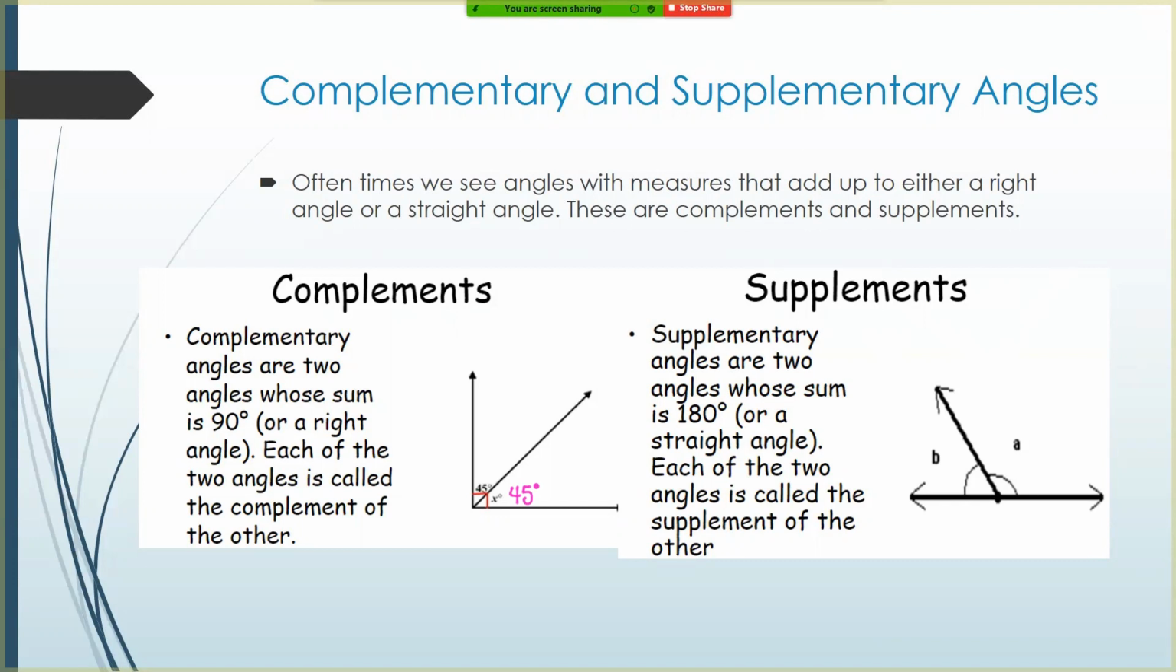The other type of angles, supplementary angles, when you add these two together, they form a straight angle, which is 180 degrees. They're called supplements of each other. So here, if I said this was 100 degrees, what would angle B have to be? 80. So whatever they are, they have to add together to form 180 degrees or a straight angle to be supplementary.